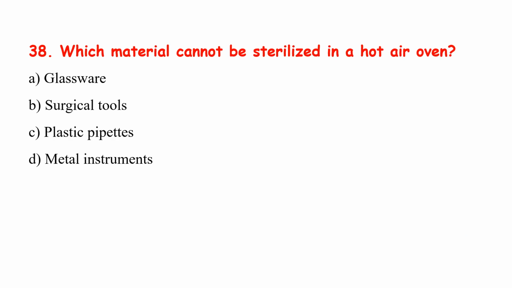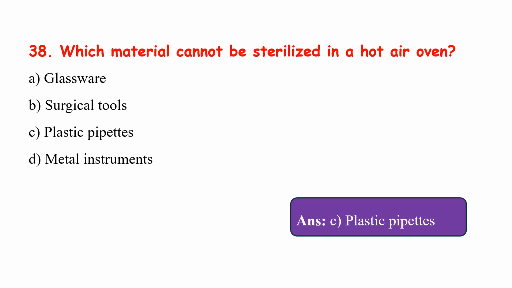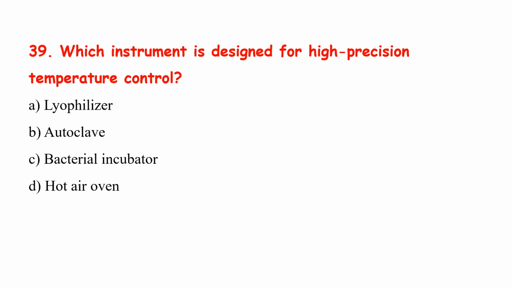Which material cannot be sterilized in a hot air oven? Glassware, surgical tools, plastic pipettes, metal instruments. The correct answer, plastic pipettes.